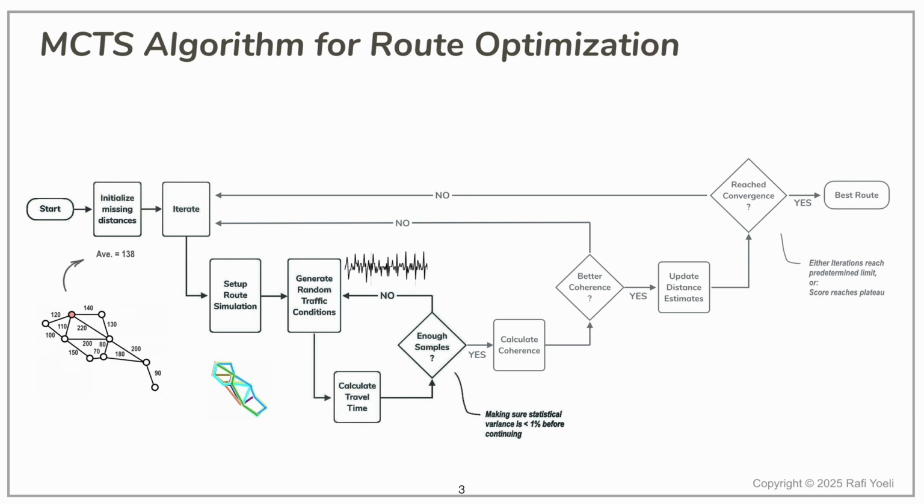After collecting enough samples to ensure statistical reliability, we calculate what we call coherence. Coherence is the mathematical compass guiding our entire approach, and we will explain it in more detail in a minute. In the meantime, let us just mention that as long as coherence improves, we will continue to update our distance estimates. We will stop when we reach convergence, either by hitting our iteration limit, or when our coherence score reaches a plateau and has stopped improving from one cycle to the next. The key insight is that through this repeated process of simulation and coherence optimization, the Monte Carlo method is able to simultaneously discover both the optimal route and the true values of the missing distances.